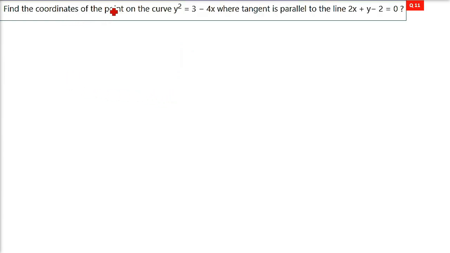Find the coordinates of the point on the curve y square equals 3 minus 4x, where the tangent is parallel to the line, this one. So this is the line, and let us find out the slope first, and we have to find out the coordinates. Please remember, x and y we have to find out. So let us compare this with y equals mx plus c, which is the standard equation. When you have a slope and an intercept, when we compare it with this, m is going to be negative 2. M is negative 2. It's not 2, negative 2.